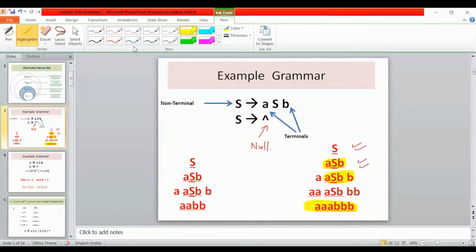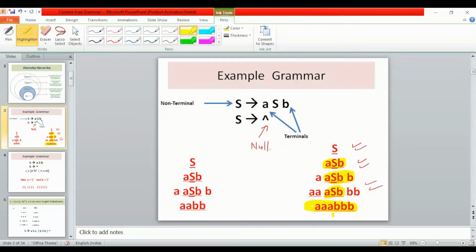One more time, I will apply the rule for non-terminal S and write S is replaced with ASB. So now you can see we have three occurrences of A and three occurrences of B. At last, we'll put null for the non-terminal S to terminate the process.